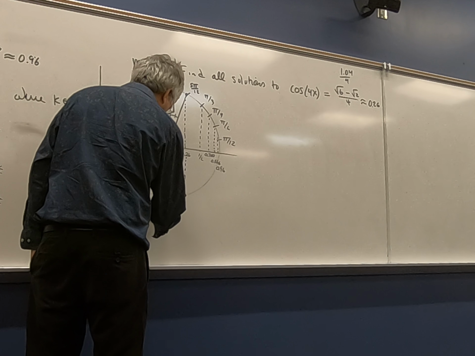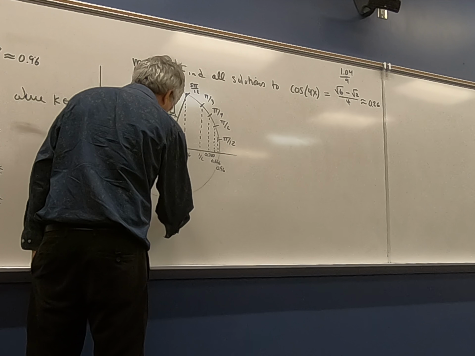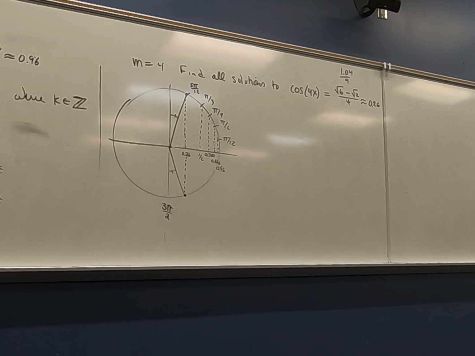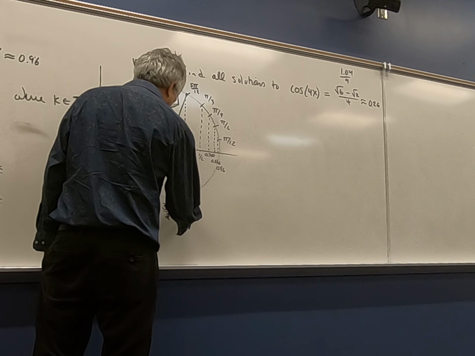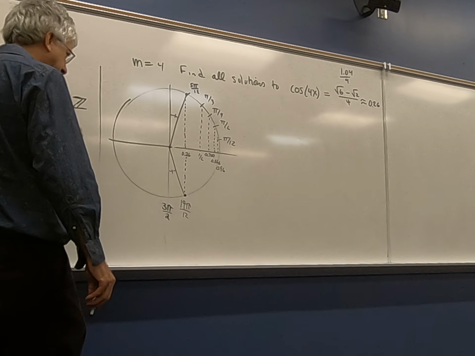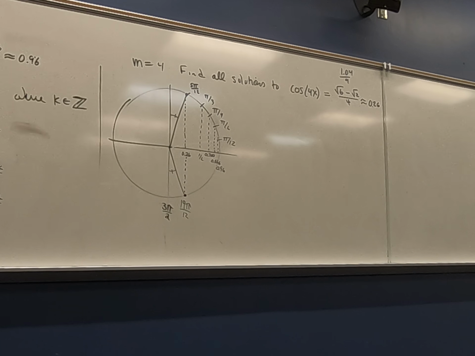3 pi over 2, I'm trying to write pi over 2, 2 pi over 2, 3 pi over 2, right? And that's 18 pi over 12? Yes, it is. So if I have one more pi over 12, I can call that 19 pi over 12. So I could say that, but 4x could be either 5 pi over 12 or 19 pi over 12.